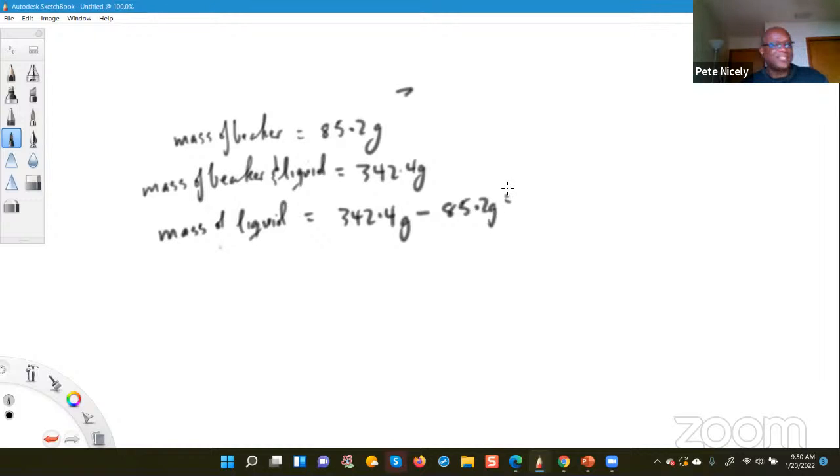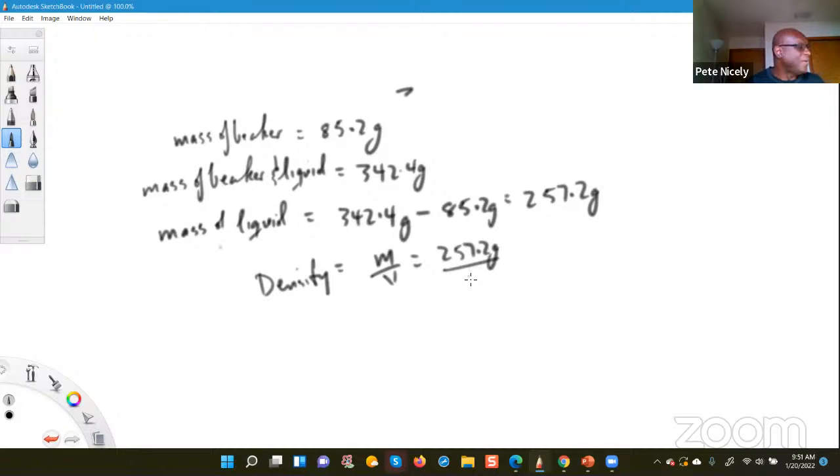So let me do this here on the calculator. 342.4 minus 85.2 equals, so the answer here is 257.2 grams, all right? So the question is asking for the density. So the density based on this would be equal to the mass over the volume. The mass is 257.2 grams divided by the volume. And according to the question, the volume is 325 mils.